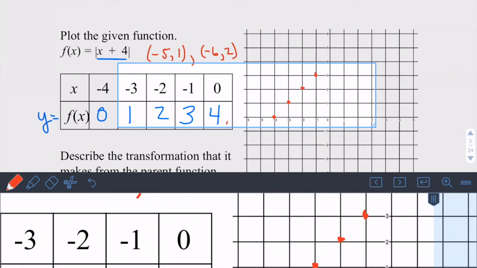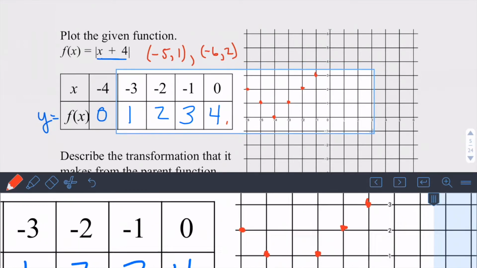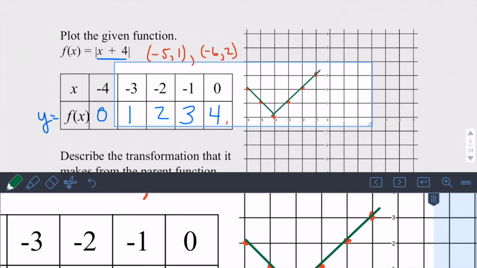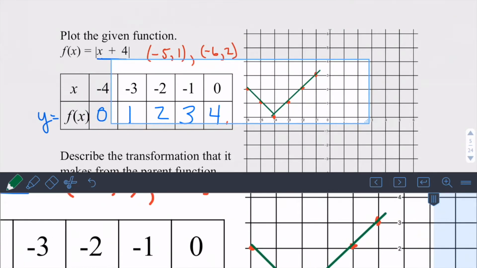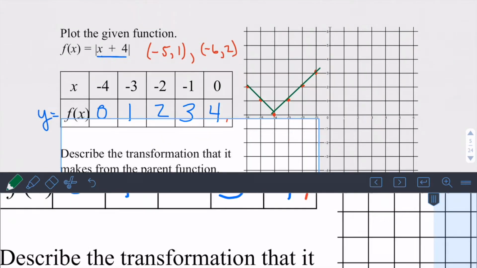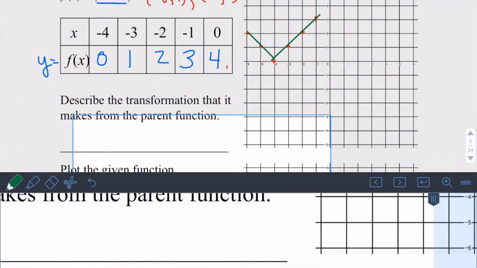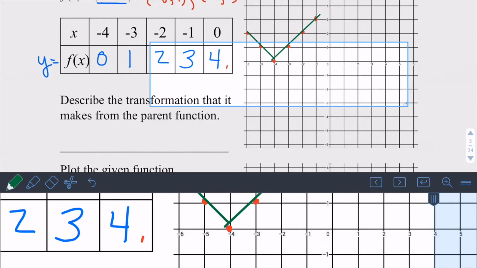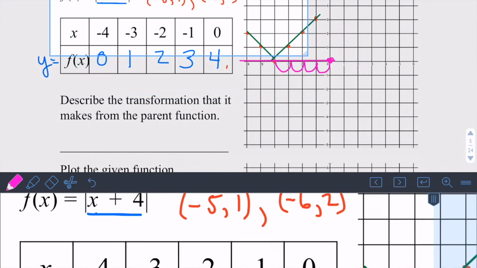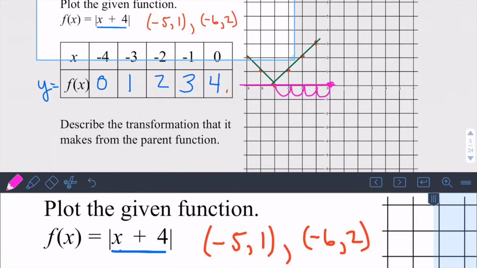I got -5, 1. So there's -5, 1. -6, 2. There we go. Now I have found my shape for absolute value. And what we can notice about this shape is, again, it's a V, just like the parent function. To describe this, I would say that it still remains on the x-axis. However, it's shifted from the origin to the left 4 units. And if you look inside the absolute value, we have a +4.